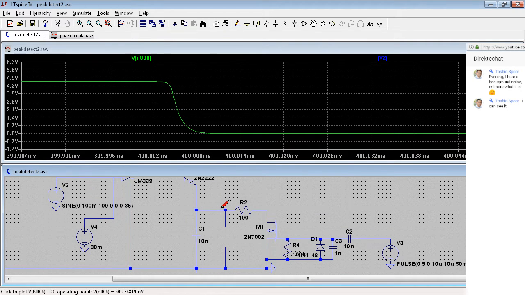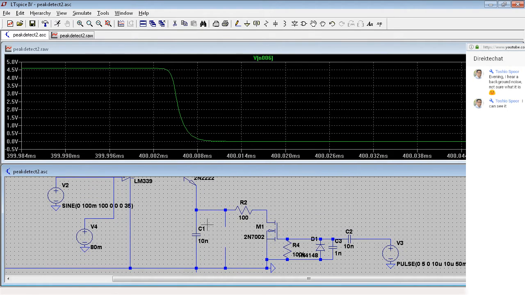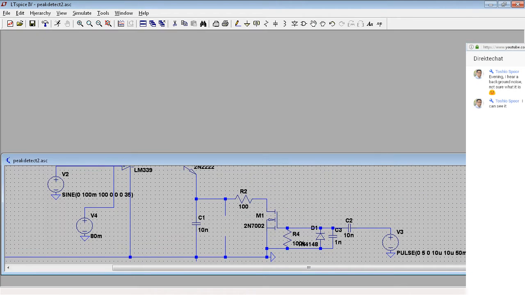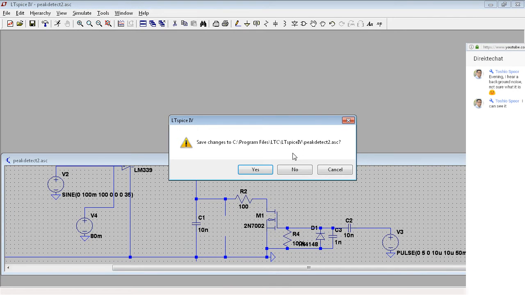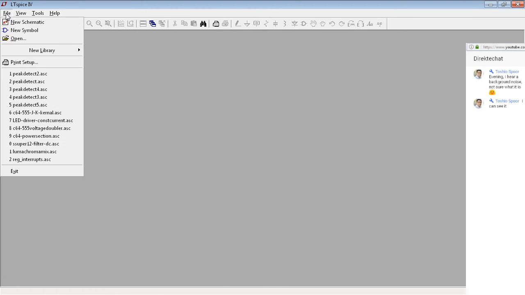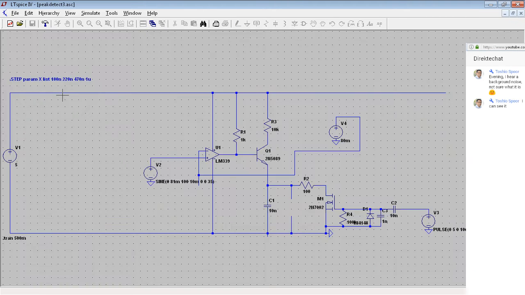I have a resistor. And that's what makes this slope though. So yeah, I also think the reason why I had that was also to reduce the current going out of that thing there, the capacitor. So let's go to the next one. And this is number three.